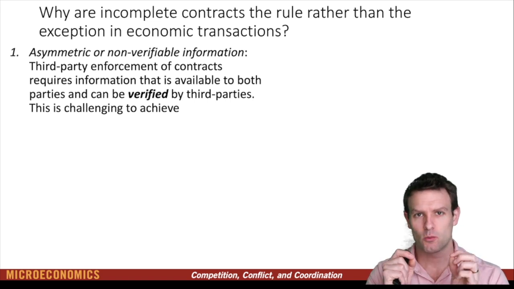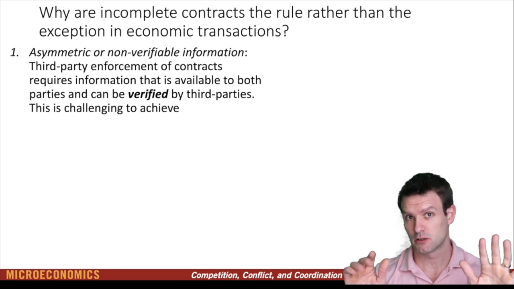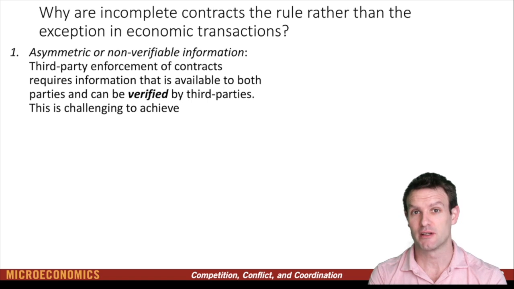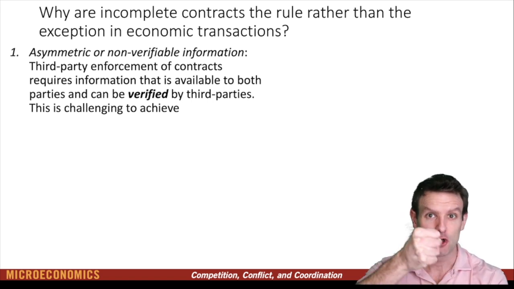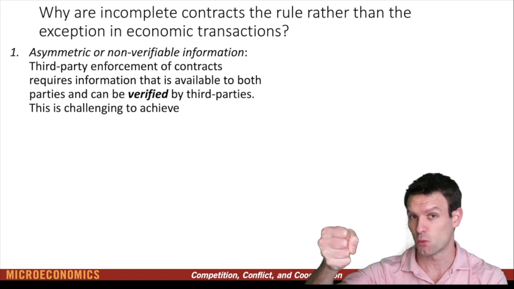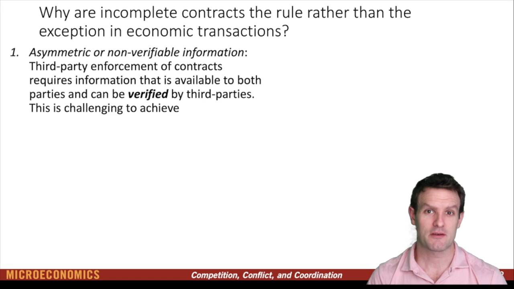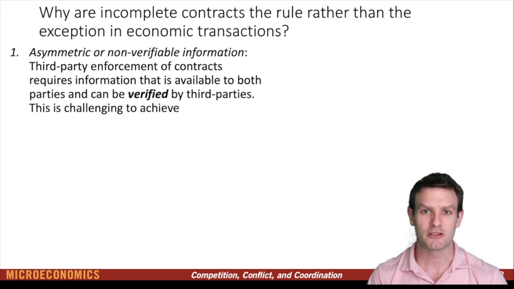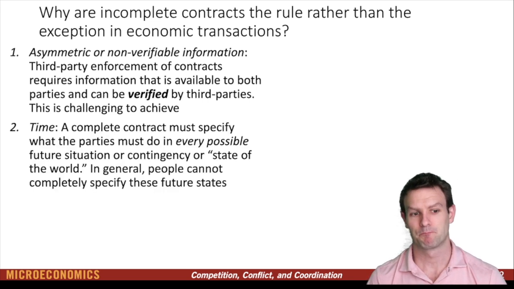Now, notice here what's important. It could be the case that we do not have asymmetric information. Both you and I know the quality of some good that we've had in an exchange. But if we cannot verify that with a third party in a costless way, then it doesn't matter if the information isn't asymmetric. We're going to have the same problems as if the information were asymmetric. We're going to have an incomplete contract. Okay, so that's the first thing, asymmetric or non-verifiable information.